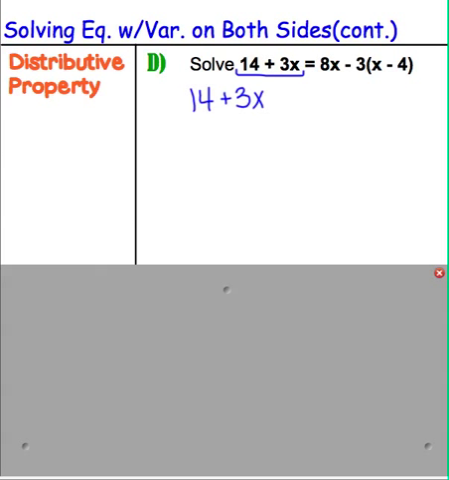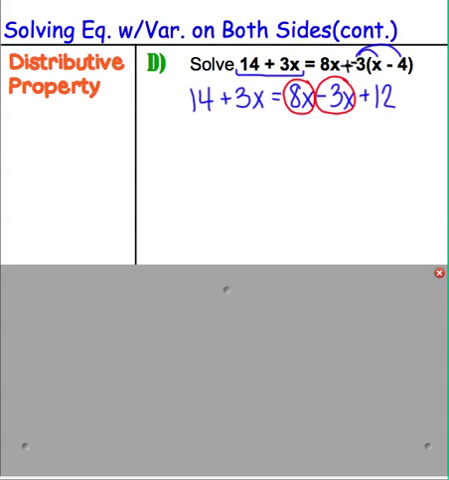Now on the right-hand side, we have 8x minus 3 times the quantity x minus 4. So I'm going to start off by distributing that 3 to the x and to the minus 4. So that gives me 8x minus 3x plus 12. And the reason why it's a plus 12 is because you have to recall that this is going to end up being plus a negative 3. And so negative 3 times x gives us our negative 3x, and negative 3 times negative 4 gives us positive 12.